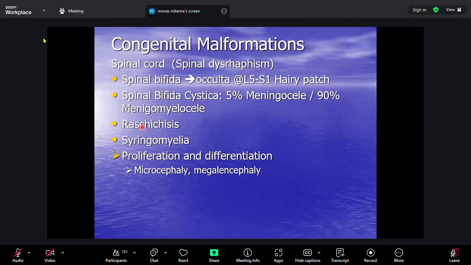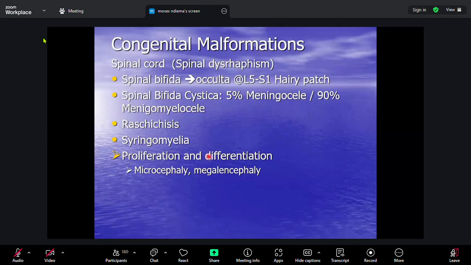And then we have problems of proliferation and differentiation, remember? If you have very few cells multiplying, then you'll have a very small brain that we refer to as microcephaly. But if you have too much proliferation of the cells, you have megalencephaly. But megalencephaly might also have problems with the connection. And therefore, it doesn't mean that you'll have a big brain and you are better off. No. You'll even have some CNS deficits.